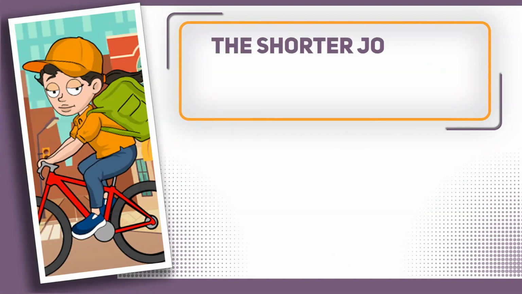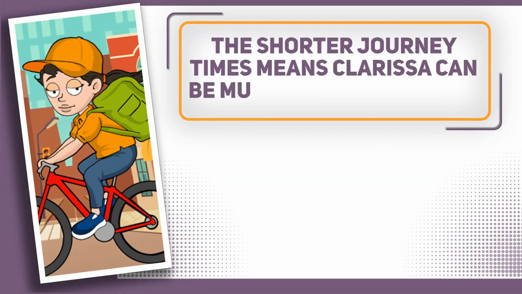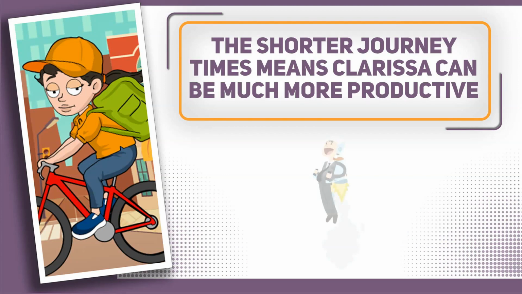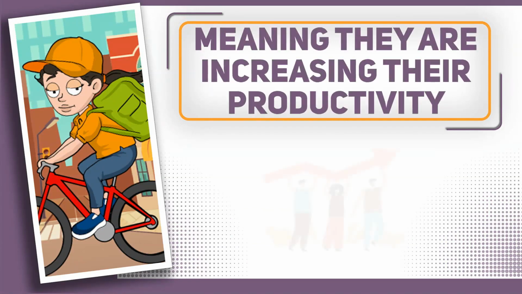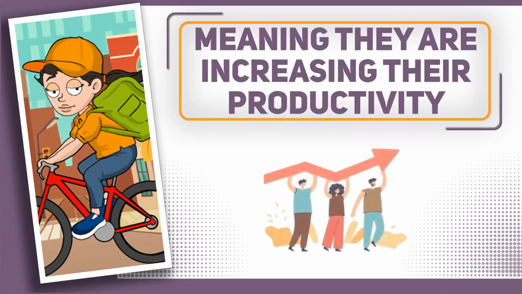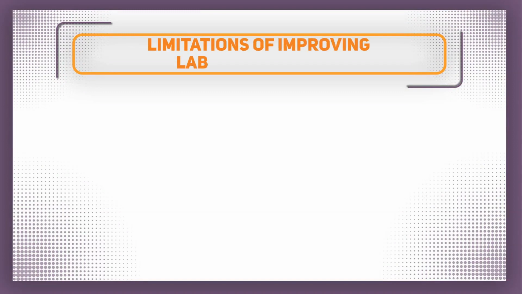The shorter journey times mean Clarissa can be much more productive, and her team can get the number of deliveries per rider they are achieving higher, meaning they are increasing their productivity. It would seem that Johnny is happy to do whatever is needed to improve the efficiency of Funky Foodies deliveries, but there are some important disadvantages that he and any other business looking to improve efficiency must consider.